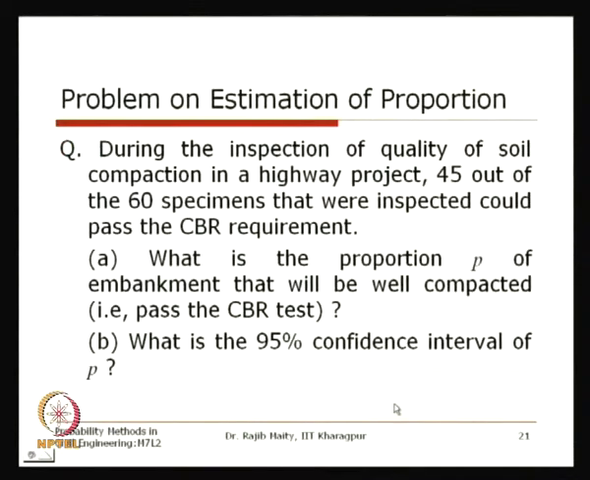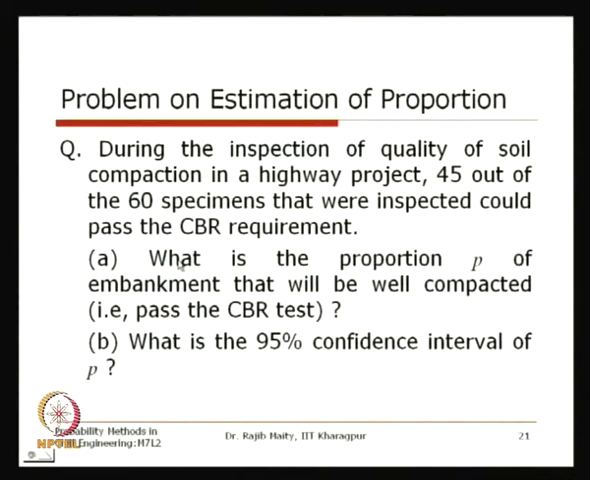Now, if we take one example of this proportion and its confidence interval, during the inspection of quality of the soil compaction in a highway project, 45 out of 60 specimens that were inspected could pass the severe requirement. So, here, again, this is a Bernoulli process, where one particular specimen may or may not pass the severe test, and out of 60 specimens, 45 specimens have passed.